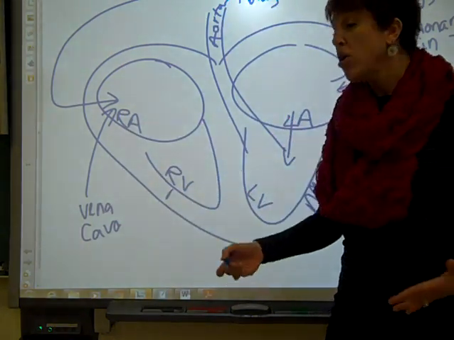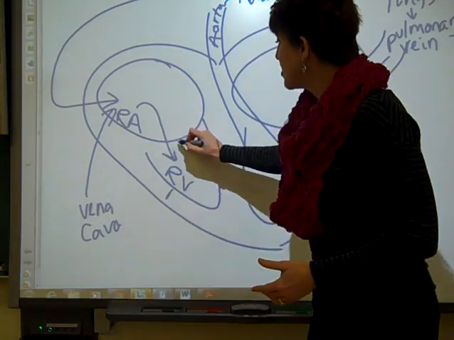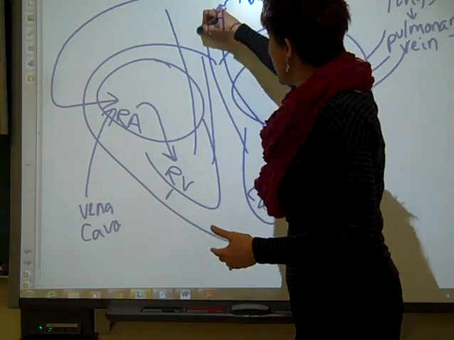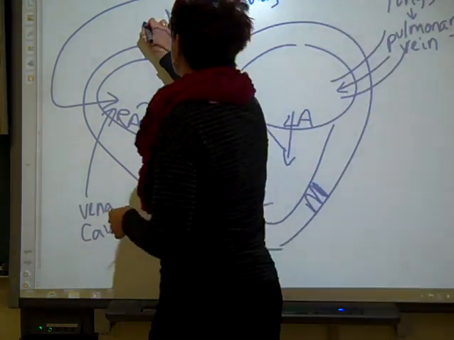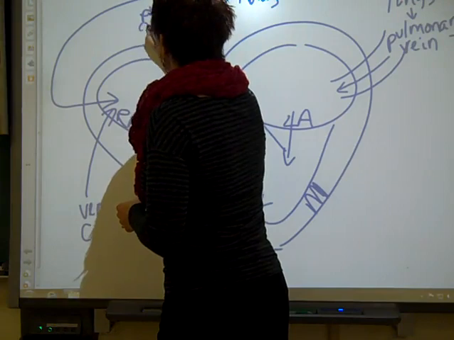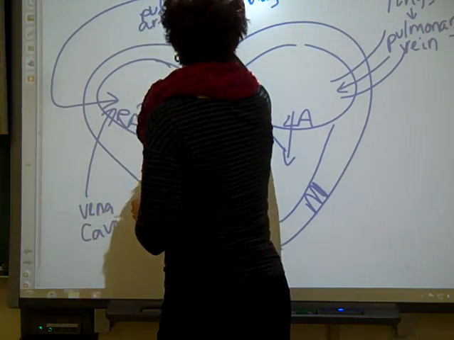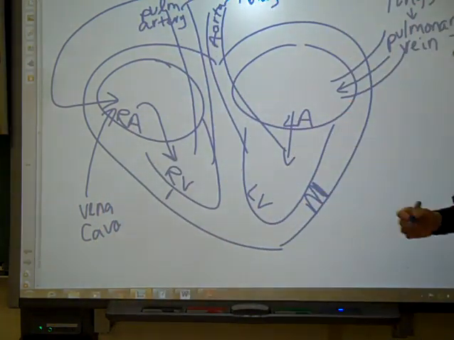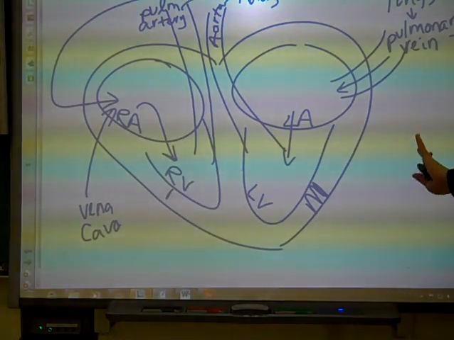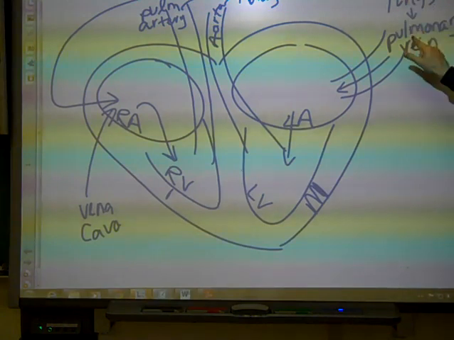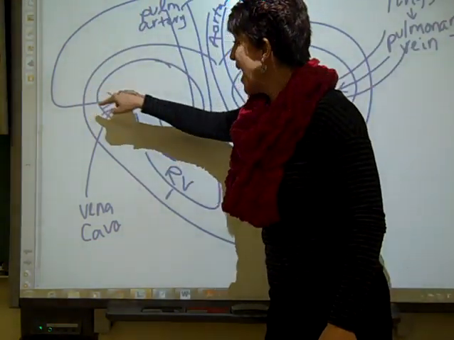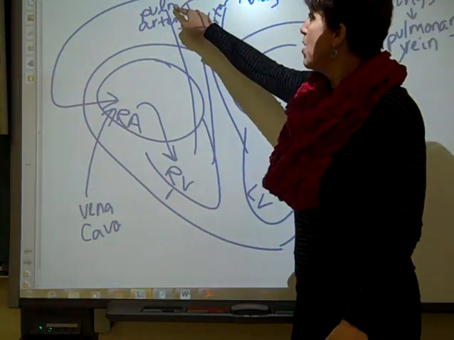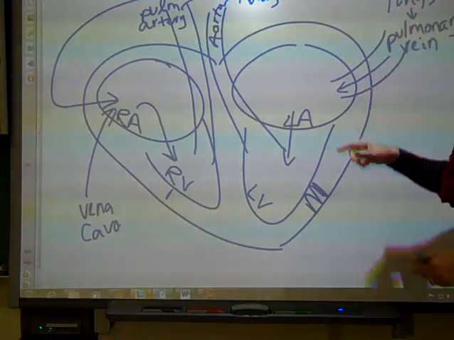That oxygen poor blood is going to go from the atrium to the ventricle, and now I need another artery, not an aorta. This one is called the pulmonary artery. So the pulmonary artery is going to pump blood to the lungs. And now our cycle is complete. I should be able to start anywhere and trace the blood. So if I start at the lungs, pulmonary vein, left atrium, left ventricle, aorta, body. Back to the right atrium, right ventricle, pulmonary artery, back to the lungs.